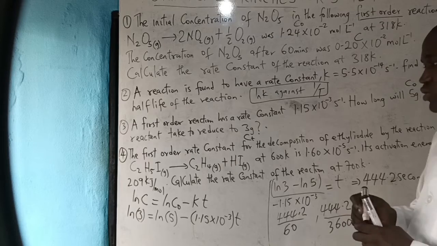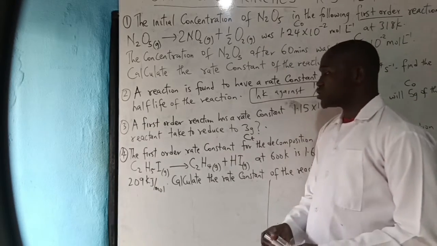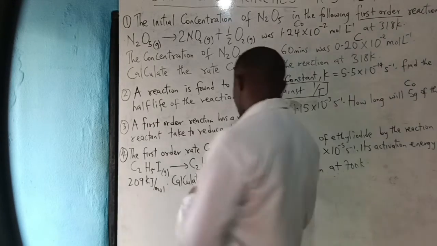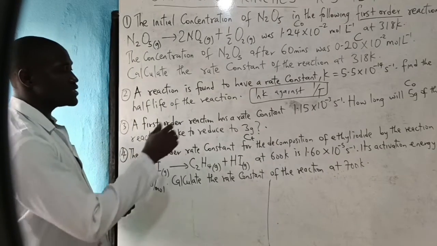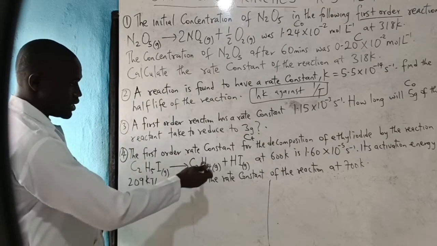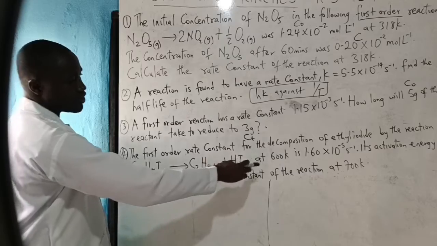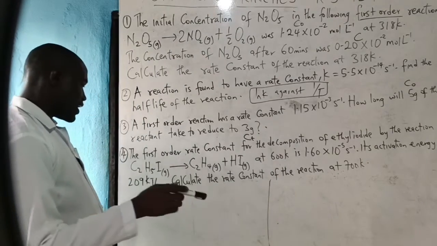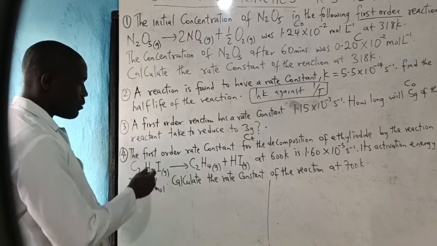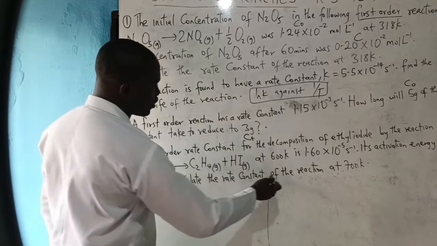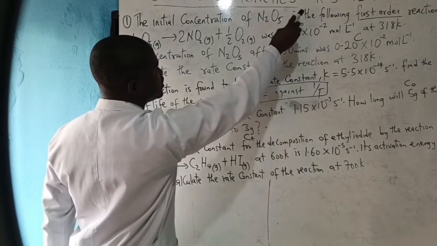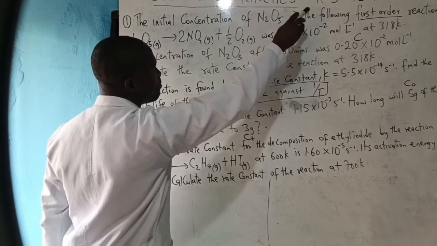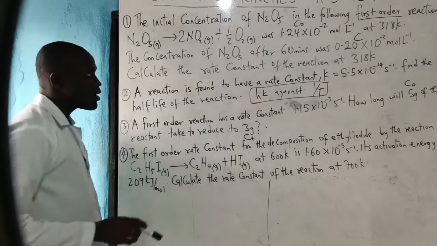We go to the last question. In the last question, it says the first order rate constant for the decomposition of ethyl iodide by the reaction is this at 600 Kelvin. Its activation energy is 209 kilojoules per mole. Calculate the rate constant of the reaction at this temperature. Remember, R is joules per mole per Kelvin.